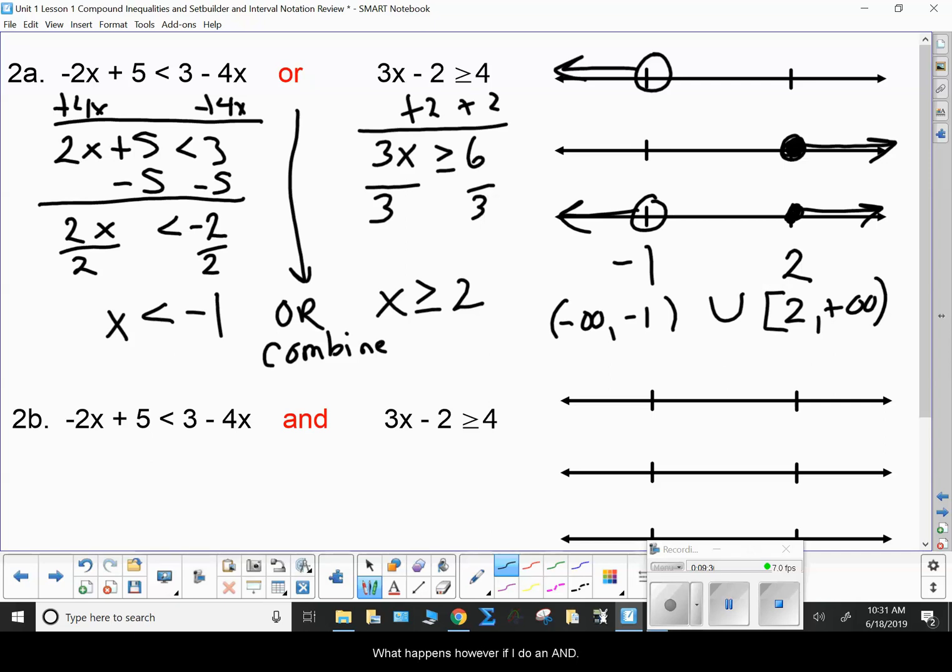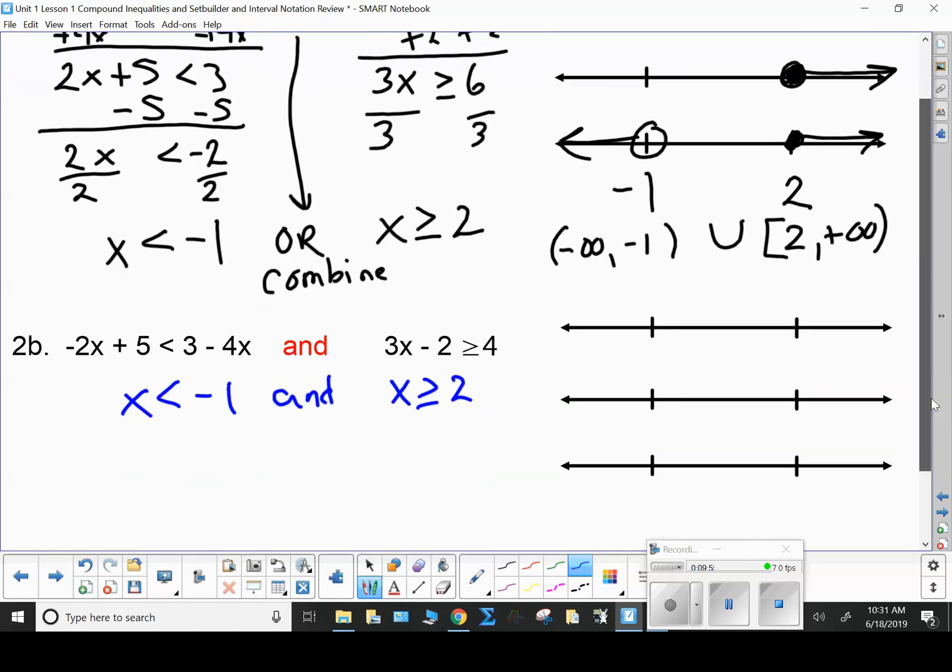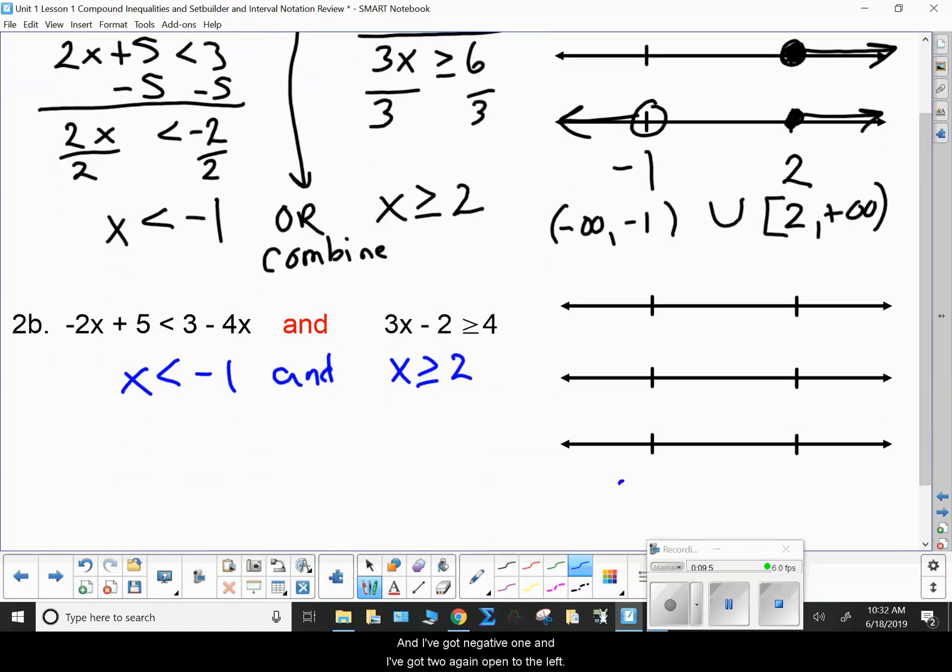Now what happens, however, if I do an and? Well, I don't need to rework the problems because the numbers are going to come out the same. It will be x less than negative 1 and x greater than or equal to 2. So I'm going to come over here, and I've got -1, and I've got 2. Again, open to the left, closed to the right.